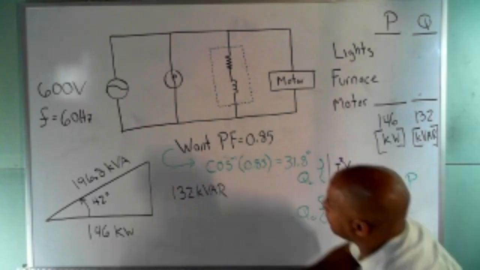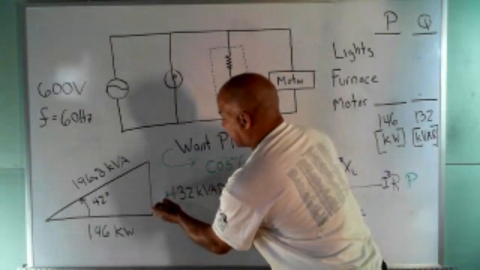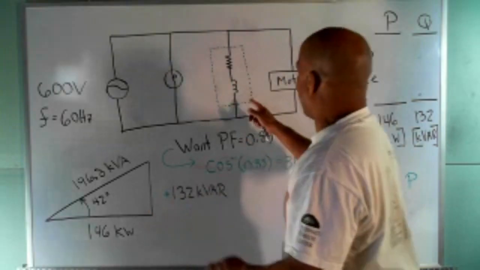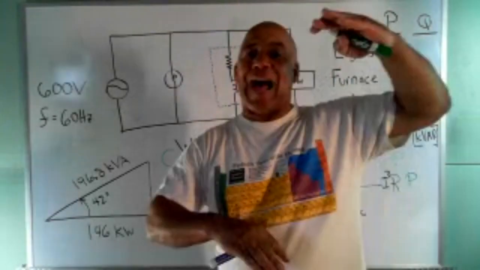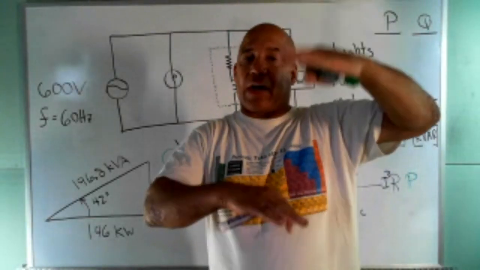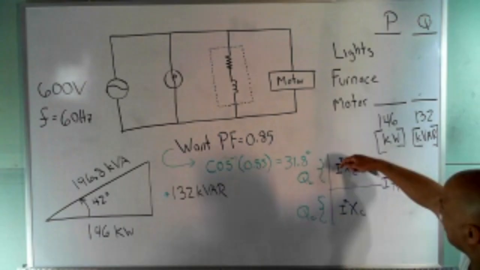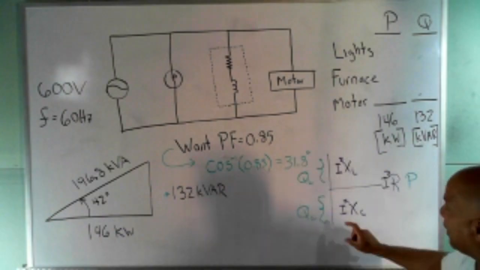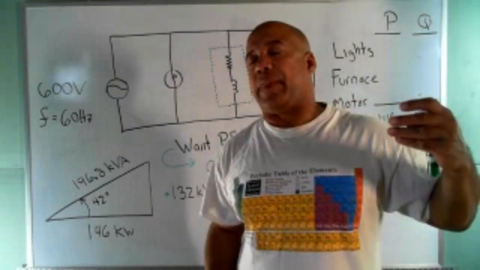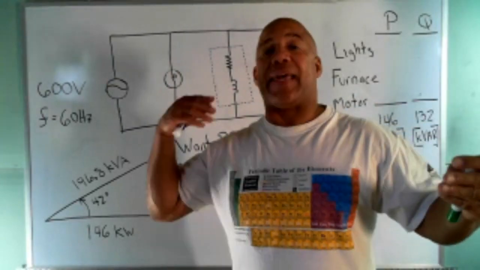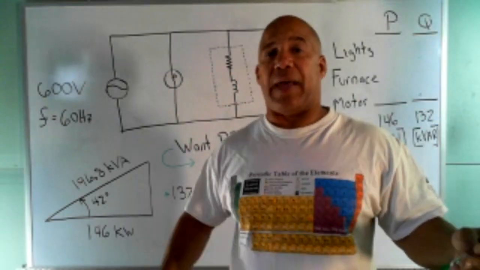So given 132, now I forgot to put this a positive 132. You see we got inductors here, we got inductors in the motor. So how do I take away positive VARs? If I want to get rid of some of the positive VARs, how do I get rid of it? Well, if I want to go down this way on the diagram, what I've got to do is add some of these negative VARs to it. So I can use capacitive VARs to cancel out inductive VARs, and I can use inductive VARs to cancel out capacitive VARs.